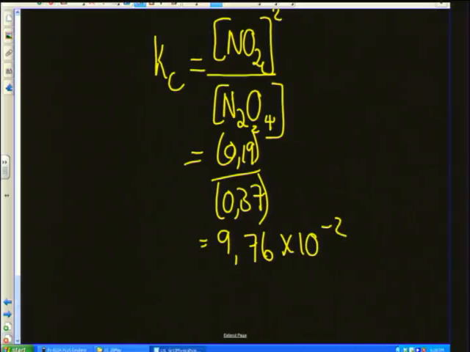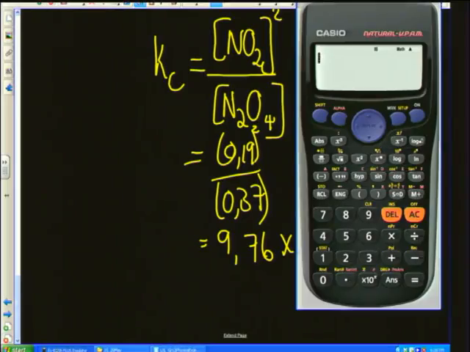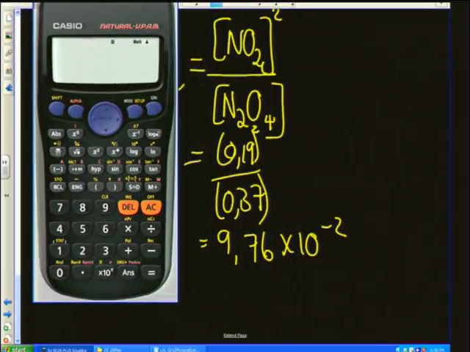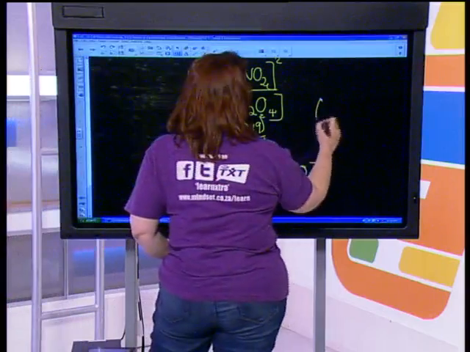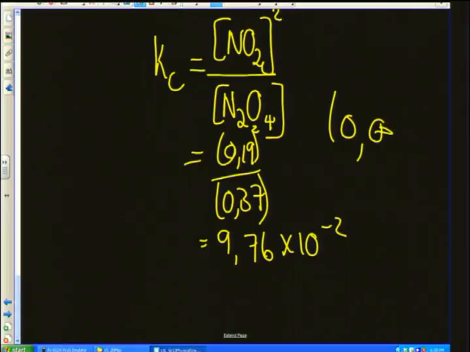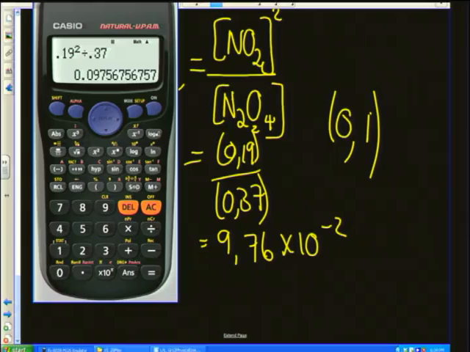If we do it on our calculator, so we can see over here, let's just put this over here. So we go 0.19 squared divided by 0.37 equals, take it out of that. It's actually 0.09756. Now the reason why I'm putting it into scientific notation, it gives me a more accurate answer, because if I had to round that off, and remember it's always to 2 decimal places, this would actually give me 0.1. Oh, see, I'm used to trying to do like I do on my whiteboard. It would actually end up as 0.1.